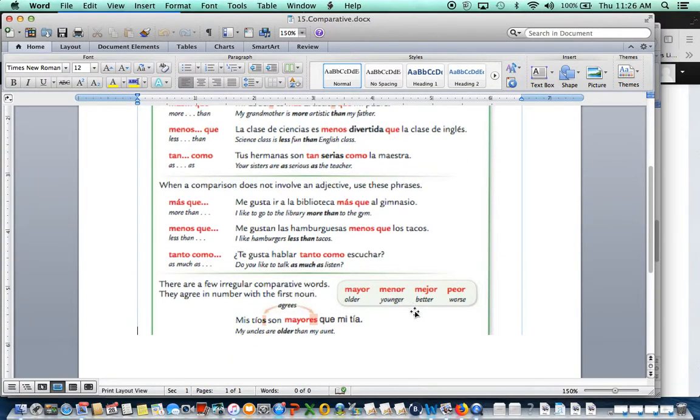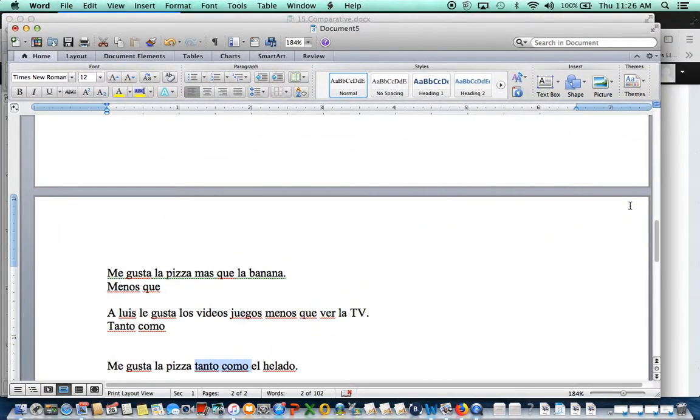Also, this is the last thing I want to talk about, which is those adjectives right here: mayor, menor, mejor, and peor, which means older, younger, better, and worse. With this adjective, you cannot use más or you cannot use menos, okay? Because you're going to sound like more older, more better, more worse, more younger. That's how you're going to sound. So for this one right here, you don't have to use más or menos.